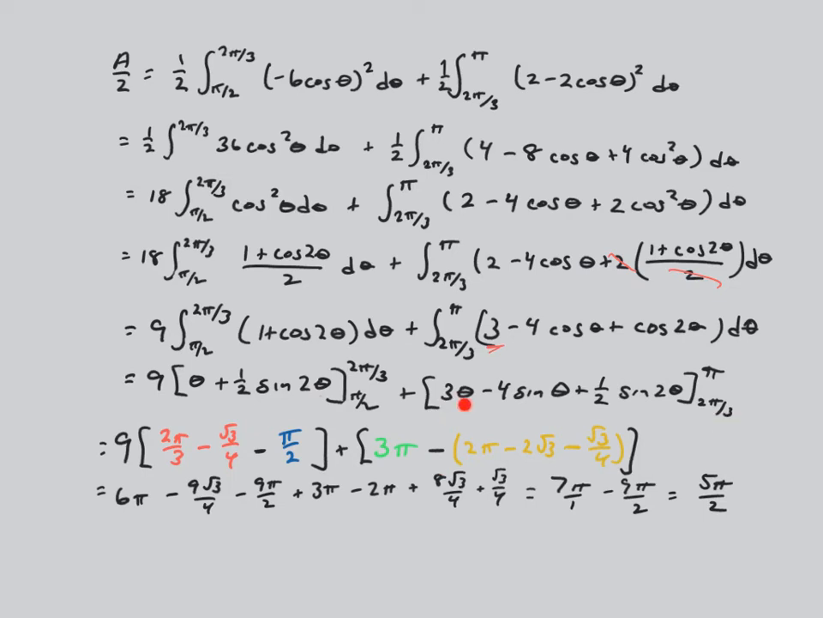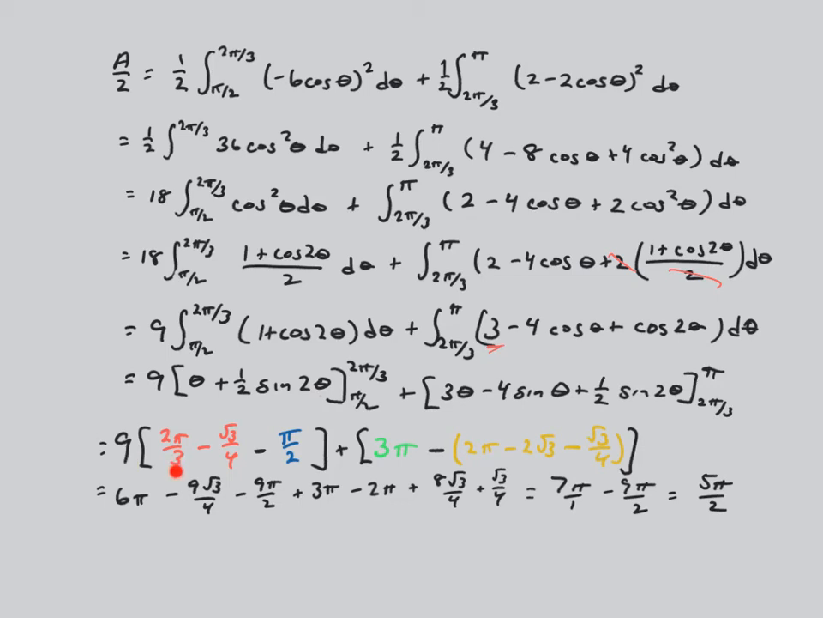Well, 2 pi over 3 times 3 is going to give me the 2 pi. Sine of 2 pi over 3 is going to be square root of 3 over 2, so that gives me the negative 2 square root of 3. And then when I plug the 2 pi over 3 in there, that's 4 pi over 3, which is now going to be a negative square root of 3 over 2 times 1/2, so I get negative square root of 3 over 4. At this point now, I distribute the 9.